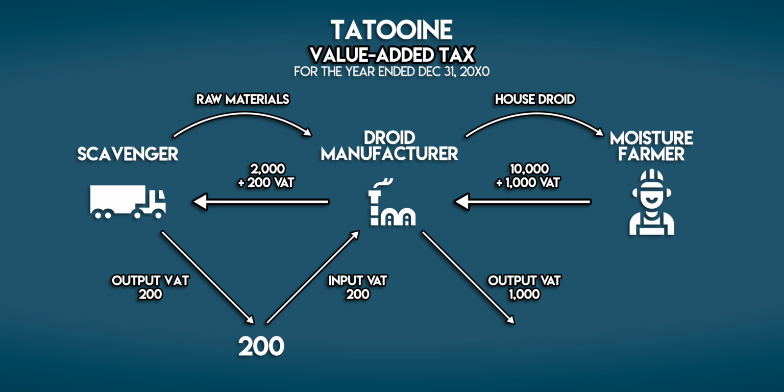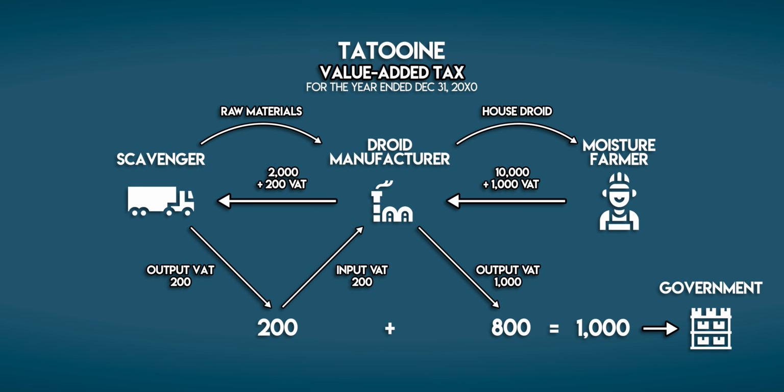Their net VAT payable is 1,000 of output VAT minus 200 of input VAT, so 800 credits. In total, the government collects 1,000 credits, 200 from the scavenger and 800 from the moisture farmer. VAT is a regressive indirect tax in the same way that sales tax is, but the difference is in who pays the government.